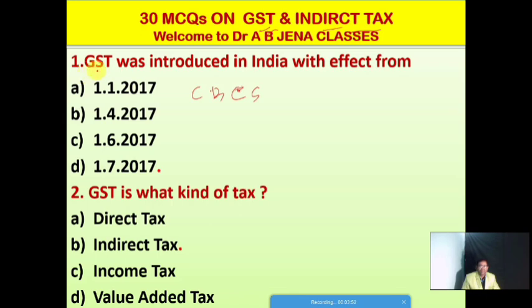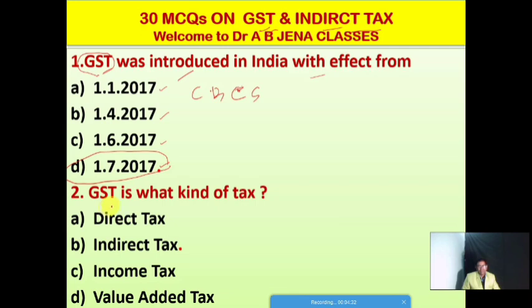First MCQ: GST stands for Goods and Services Tax, and was introduced in India with effect from option A, 1st January 2017; option B, 1st April 2017; option C, 1st June 2017; and option D, 1st July 2017. Option D is the right answer. GST was implemented in India with effect from 1st July 2017.